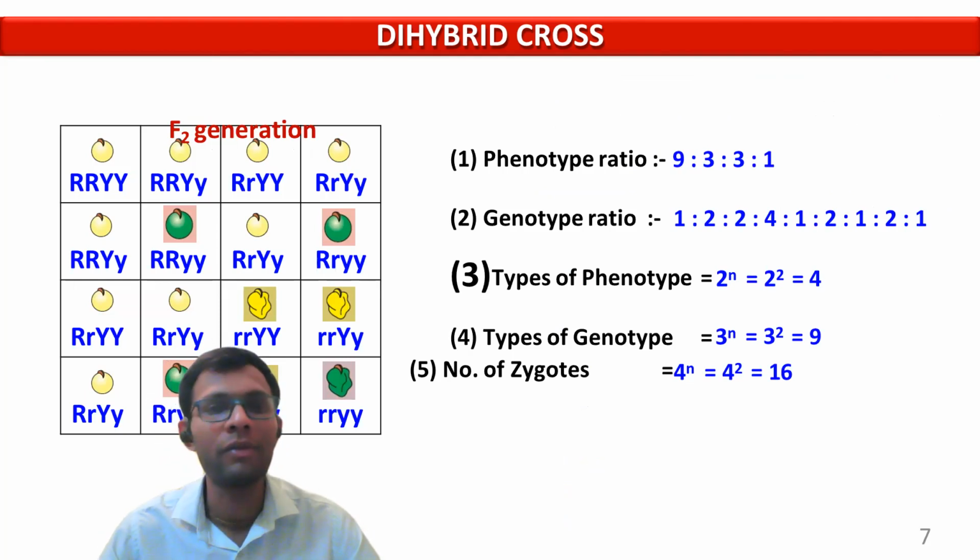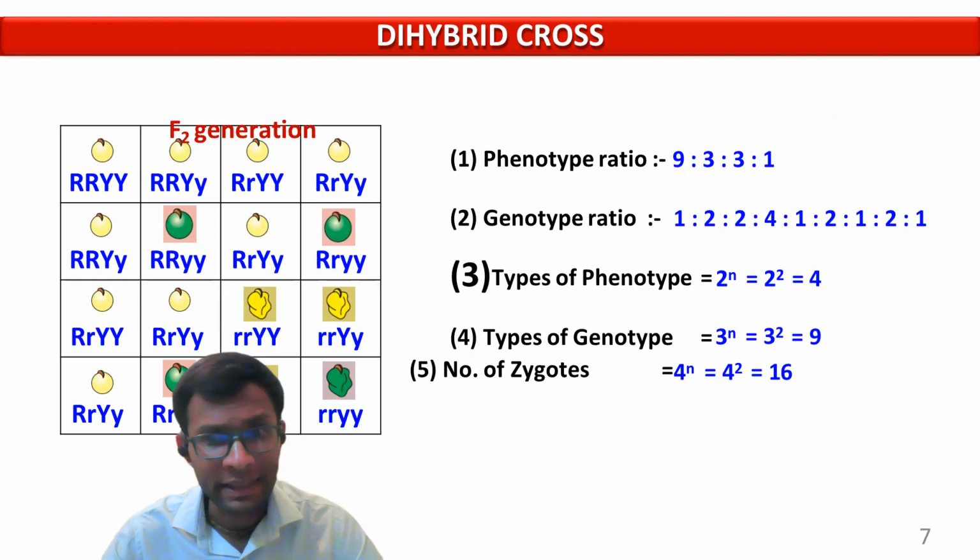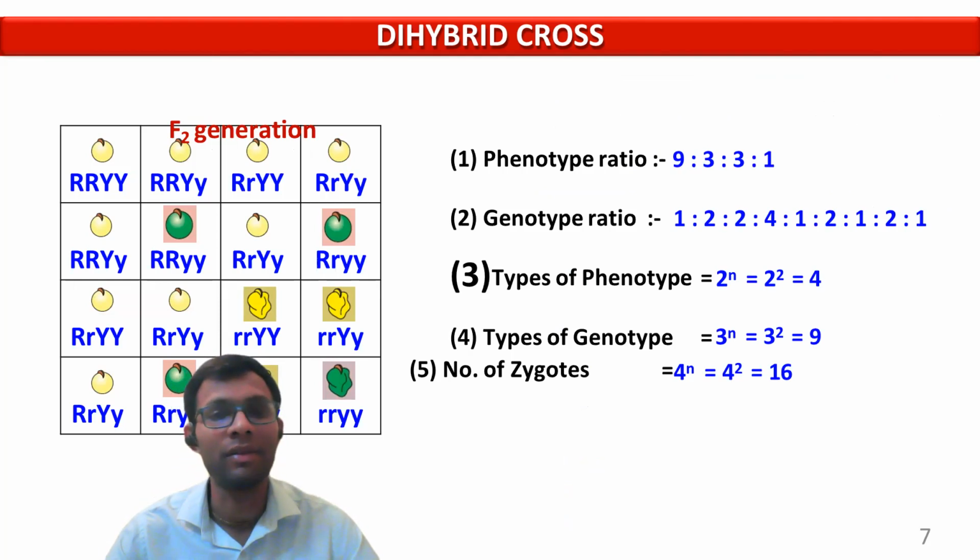Type of phenotype, always use this formula: 2^n. Type of genotype, always use this formula: 3^n. Zygotic combination: 4^n, where n denotes what? n denotes simply the number of heterozygous pairs in the F1 generation.